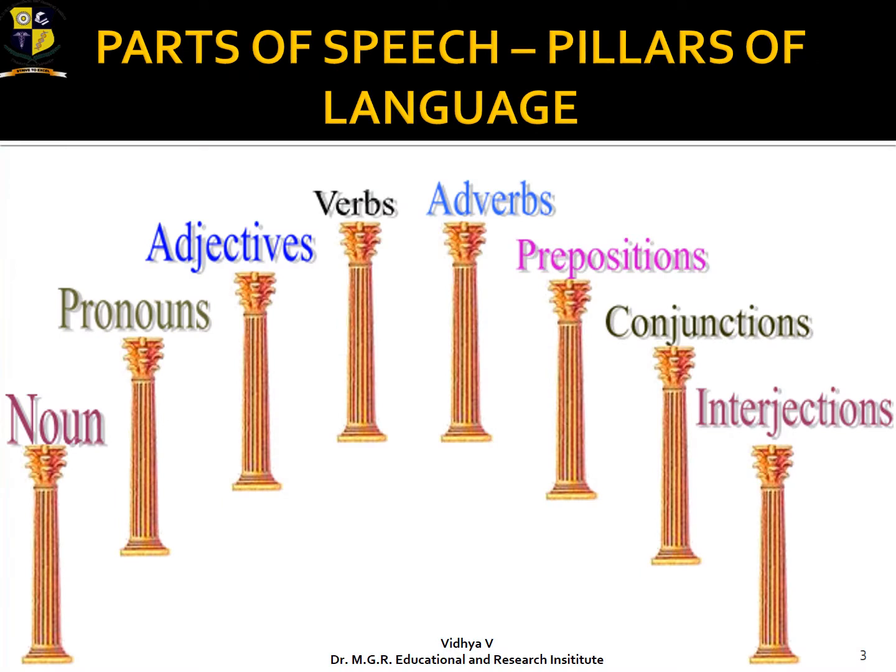So as I told you, these 8 parts of speech are the pillars of the English language. They are nouns, pronouns, adjectives, verbs, adverbs, prepositions, conjunctions, and interjections.